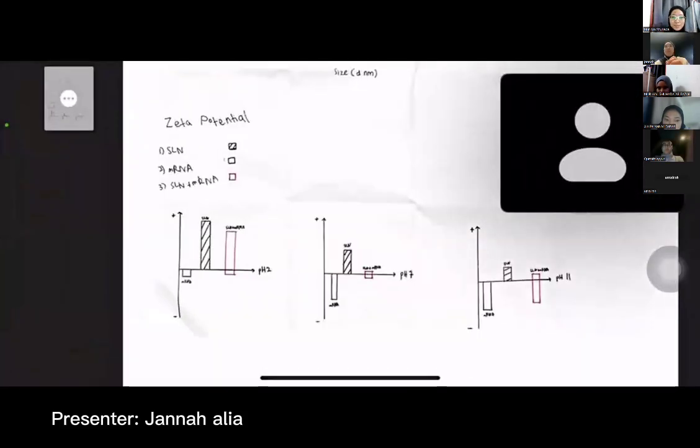Okay, next for the zeta potential, my group mates evaluated the charge of the particles at certain pH, which is pH 2, pH 7, and also 11. The basic of zeta potential is that the addition of acid, which means acidic pH, will accumulate more positively charged molecules, and at basic pH, it is more towards the negatively charged molecules.